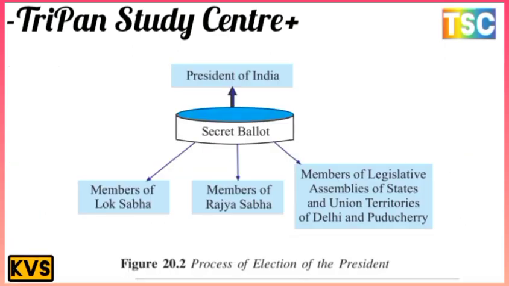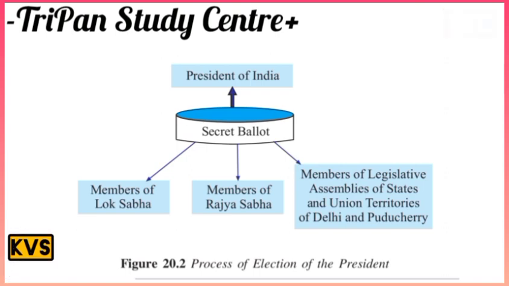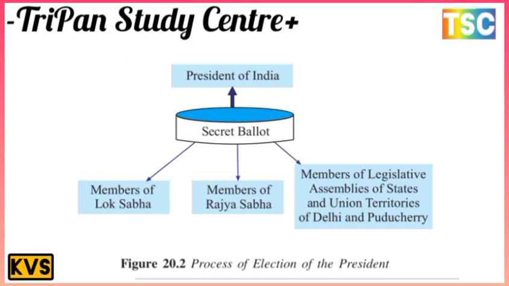On your screen is the most important process of election of the president. There is the President of India, the secret ballot, and the participating members: the members of Lok Sabha, members of Rajya Sabha, and members of the Legislative Assemblies of the states and the Union Territories of Delhi and Pondicherry. This is a most important diagram on your screen, showing the election of the president.